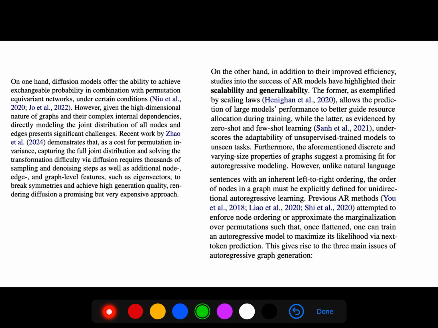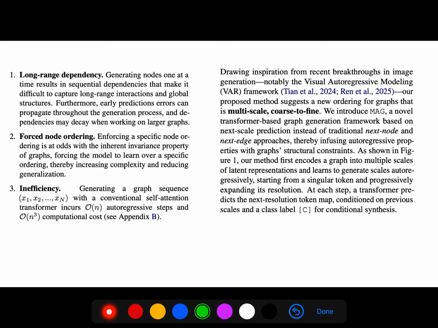So there are three main issues of autoregressive graph generation. First is long-range dependency. Generating nodes one at a time results in sequential dependencies that make it difficult to capture long-range interactions and global structures. The second one is forced node ordering. Enforcing a specific node ordering is at odds with the inherent invariance property of graphs, forcing the model to learn over a specific ordering, thereby increasing complexity and reducing generalization.